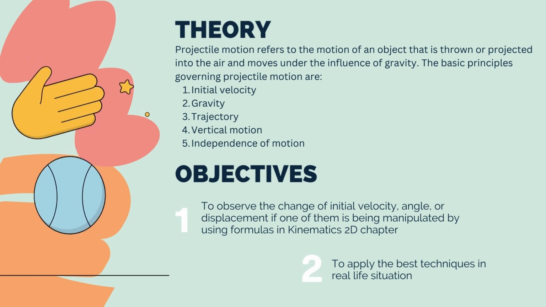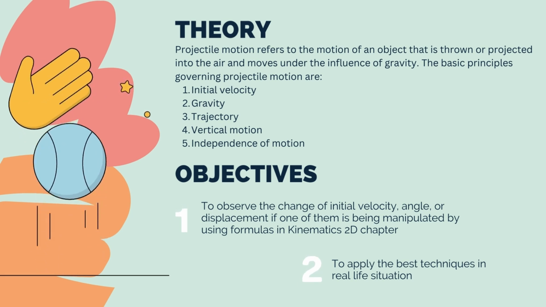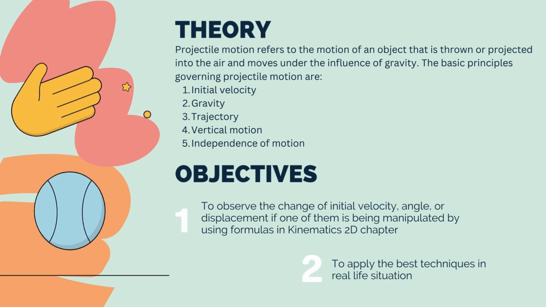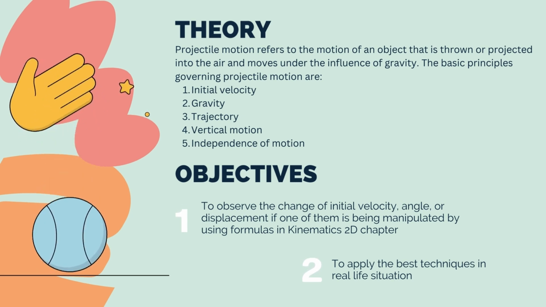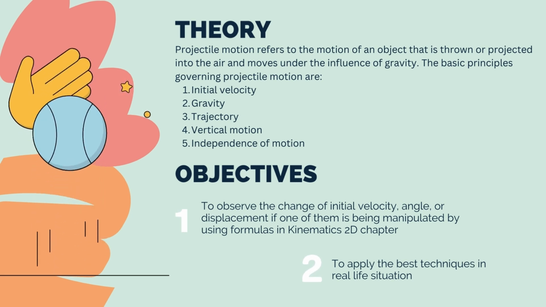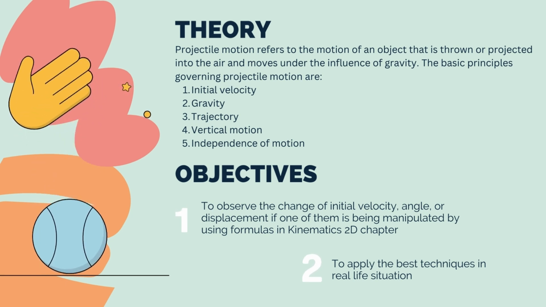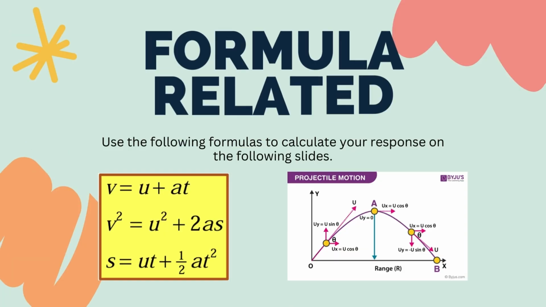So, why do we choose these topics? First, to observe the change of initial velocity, angle, or displacement if one of them is being manipulated by using formulas in the kinematics 2D chapter. Second, to apply the best techniques in real-life situations. So this is the formula related to the kinematics 2D chapter.